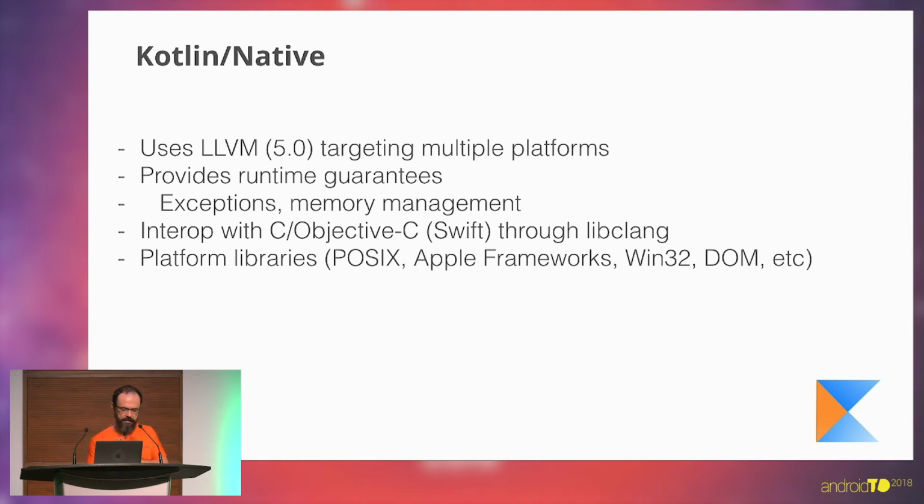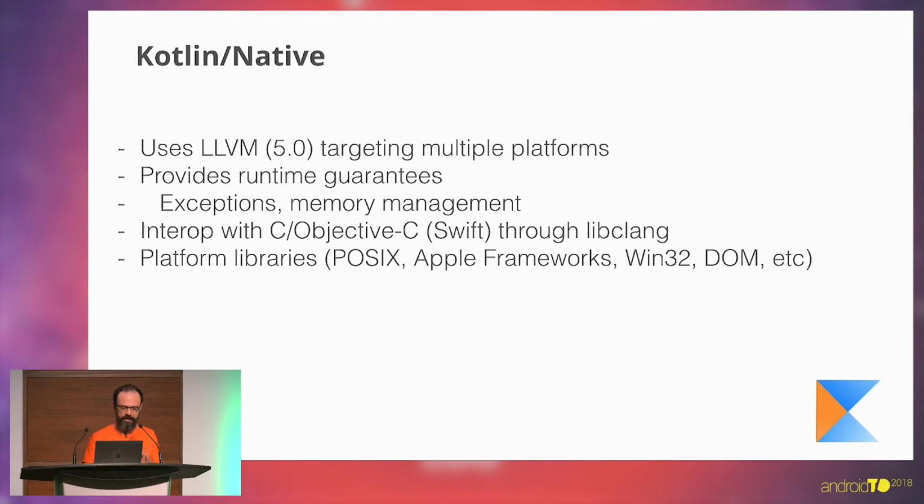It uses the LLVM. If you don't know what it is, it's a collection of compilers that was done by Chris Lattner, I think is the name, who's also the designer of Swift, the language. He was working at Apple, at Tesla for 2 weeks, and now he's working at Google Brain. And with this, the version 5.0, you can actually target multiple platforms. It provides runtime guarantees, such as exceptions and memory management. You can interoperate with C and Objective-C, and obviously Swift through a library called libclang. Not with C++. I heard somewhere that C++ cannot talk with C++. So maybe that's why they decided that Kotlin cannot talk with C++ either.